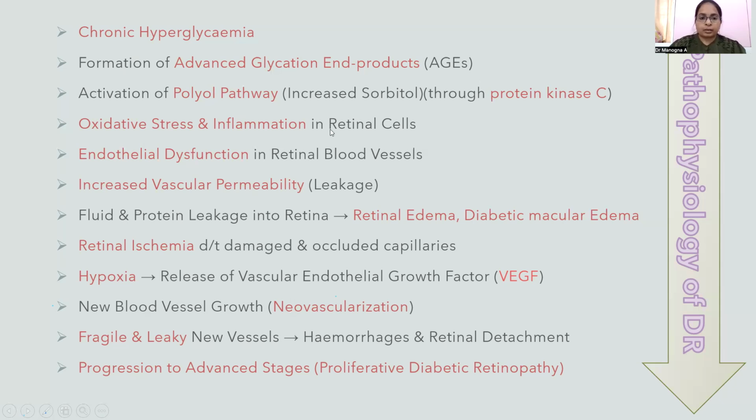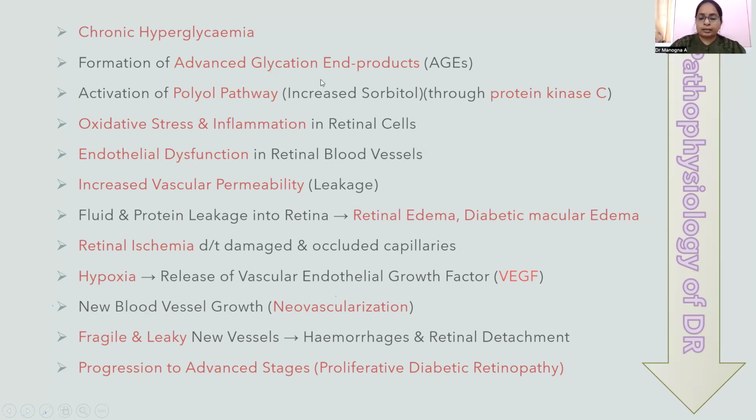And due to damage of capillaries, there is extensive retinal ischemia. Capillaries are damaged and occluded, due to which there is loss of blood supply, and there is hypoxia as a result of ischemia. Hypoxia always triggers VEGF production, vascular endothelial growth factor. VEGF causes neovascularization. Neovascularization is the hallmark of proliferative diabetic retinopathy. And these newly formed vessels are fragile and they leak, and thus the disease progresses to an advanced stage.